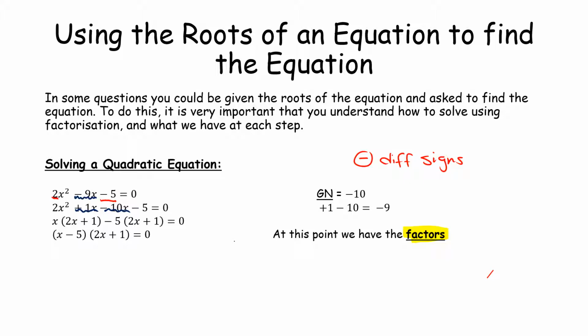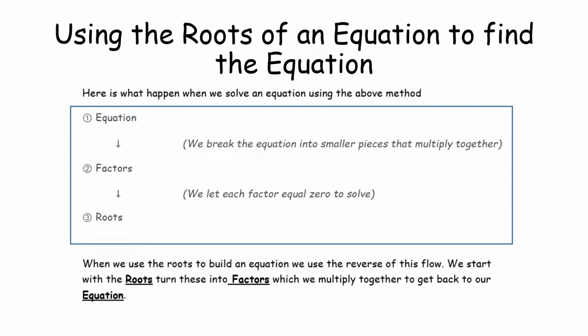So we take each of our factors, or each of our brackets, and we let each factor equal 0, and we solve for x. So we rearrange it to get x equals 5 and x equals 1/2. At this point, we have the roots. So that is our process. And what we're going to see now, as we work with the roots of any equation, but in particular quadratic, we're going to do this exact method, but work through it backwards.